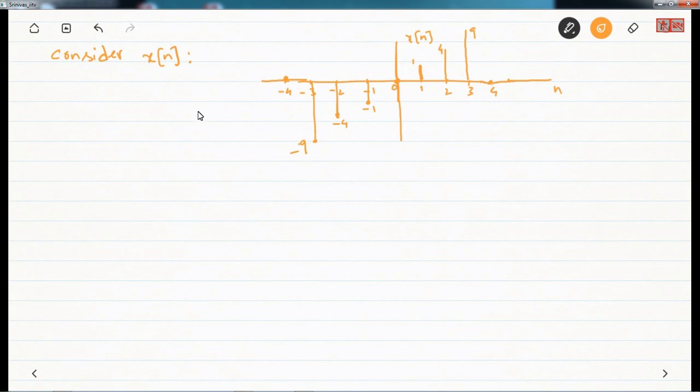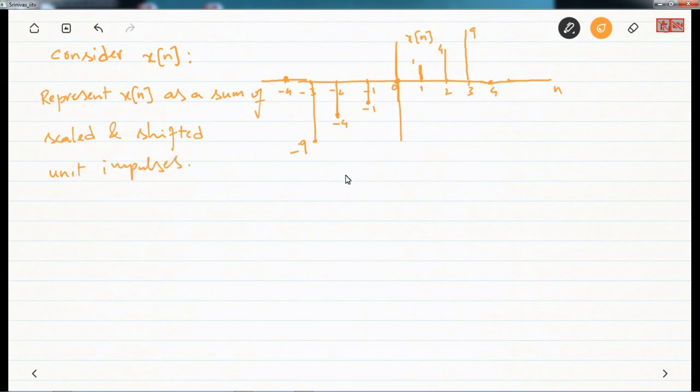We want to represent this x of n as a sum of scaled and shifted unit impulses.